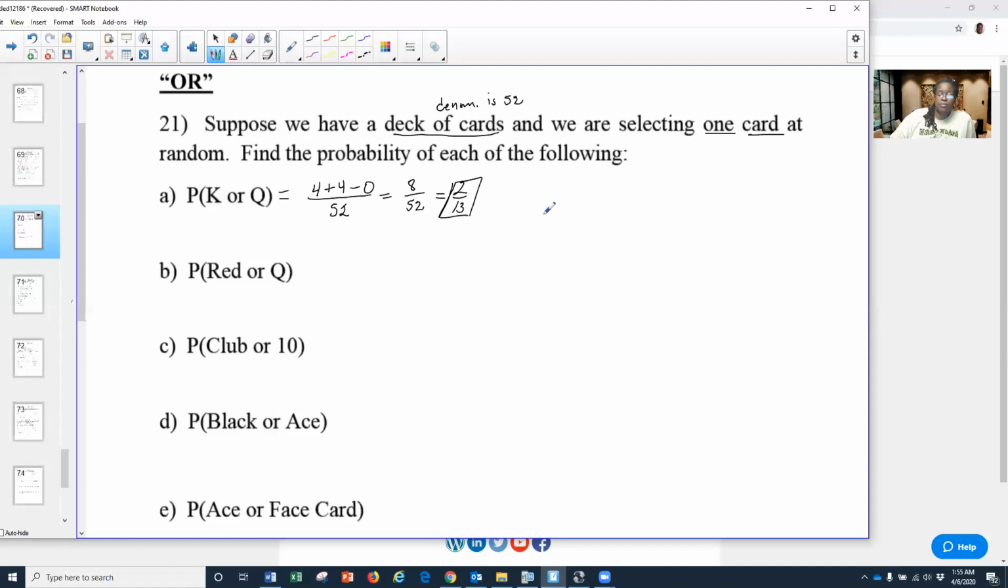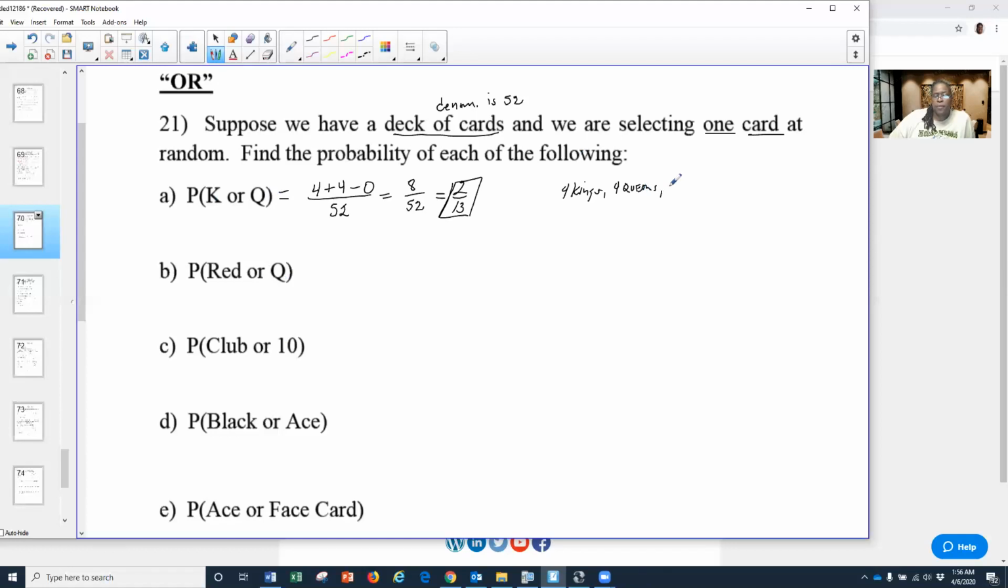Now here's what we did. How many kings do we have? We're going to list it out. So write a list of the possibilities of what's going on. So we have 4 kings. How many queens? 4 queens. Is there a possibility that there's a card that could be both a king and a queen?